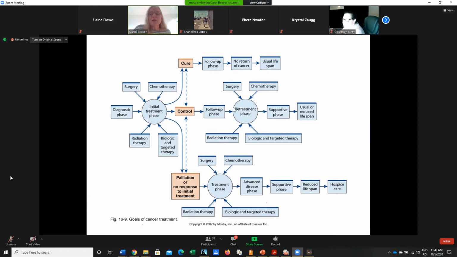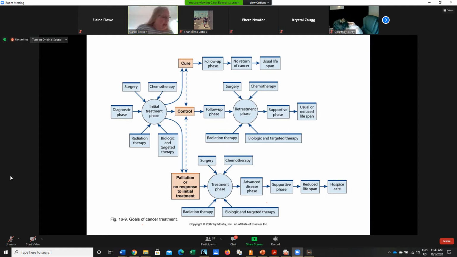And then sometimes when you're still in treatment and you still have cancer, you may die of something else. You might die from a stroke or a car accident or something like that. So not everybody will die from the cancer if they are controlling it. Okay, so palliation or no response to the initial treatment. Again, we've got the surgery, chemotherapy, radiation, biologic, and targeted. And then that advanced disease supportive phase, reduced lifespan, and hospice care. So these are sort of pathways, and that's not something I'm going to test you exactly on, but those are just the ways it would go as far as treatment decisions and such.